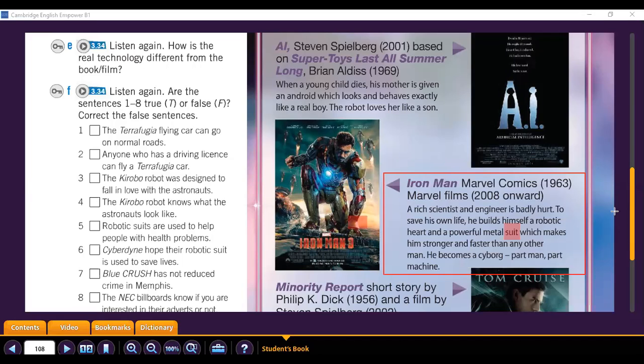Sí, tenemos ya aquí un cyborg, es decir que Iron Man es parte máquina y parte humano. Do you think we have cyborgs these days? ¿Creen que ya hay cyborgs entre nosotros? Or people who are part machine and part human? Yes, in fact, there are, teacher. Yes?